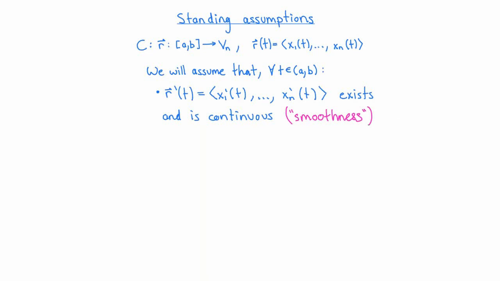I'd like to comment that different people's definitions of smoothness may vary. However, in almost all cases, when you say that a function is smooth, you just mean that a certain number of derivatives exist and are continuous.